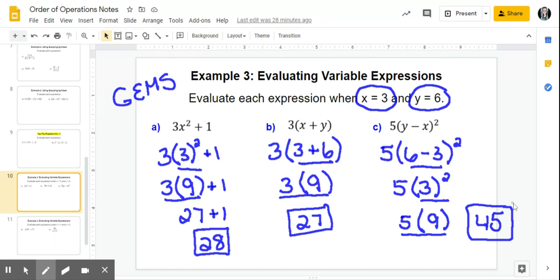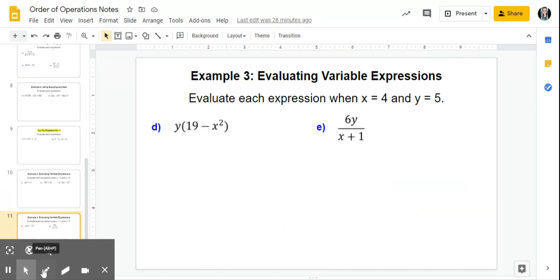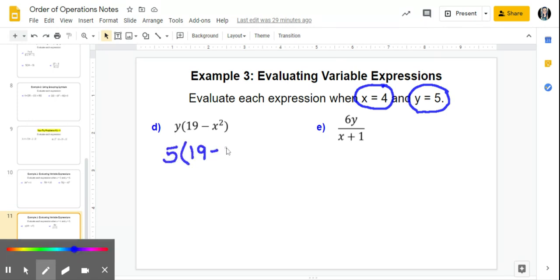I have 2 more examples for you, so I'm going to clear my screen so we can take a look at them. Problem D. Now for these 2 examples, we changed the numbers up a little bit. So if I look at the directions, now I want you to plug in when x is equal to 4 and when y is equal to 5. So for problem D, I'm going to take out the y, I'm going to plug in 5, parenthesis, 19 minus, I'm going to take out the x and plug in 4, 4 squared.